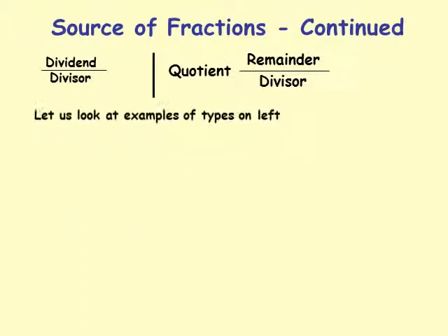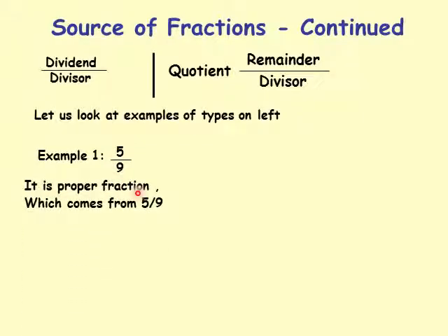Let's continue. We're going to look at an example of this type on the left. Example 1 is 5 divided by 9. It's of type dividend divided by divisor. That is, before we attempt to divide, this is what it looks like. It's a proper fraction which comes from 5 divided by 9. So 5 by 9 came from when we were trying to divide 5 by 9.